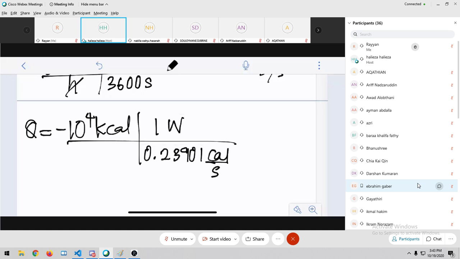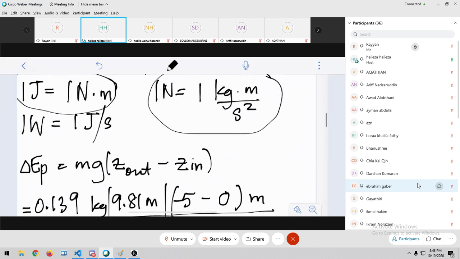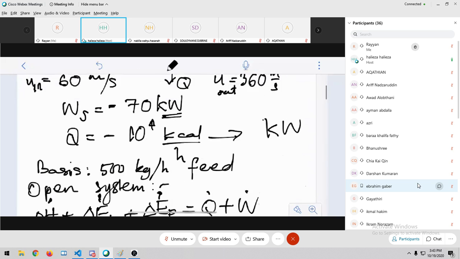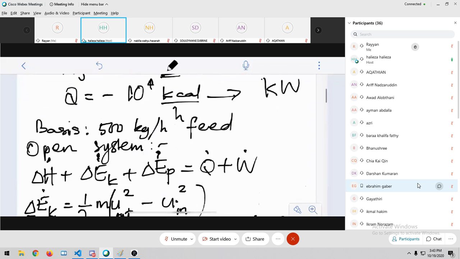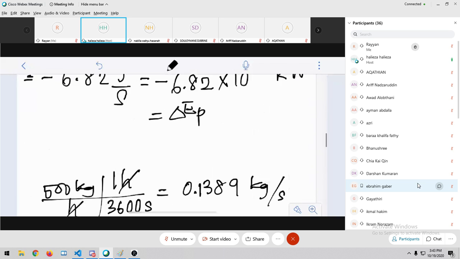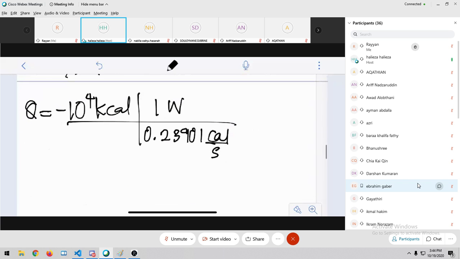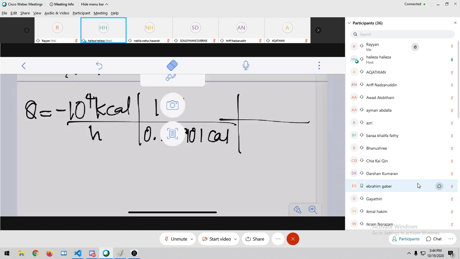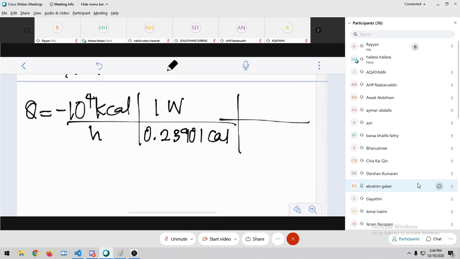Now, is there a calorie per second for the heat? The heat is kilocalorie per hour. Sorry, I forgot about the per hour. Yeah, there's an hour there. And now, we cannot cancel that, so I'm going to put the second up there. And 1 hour is 3,600 seconds.